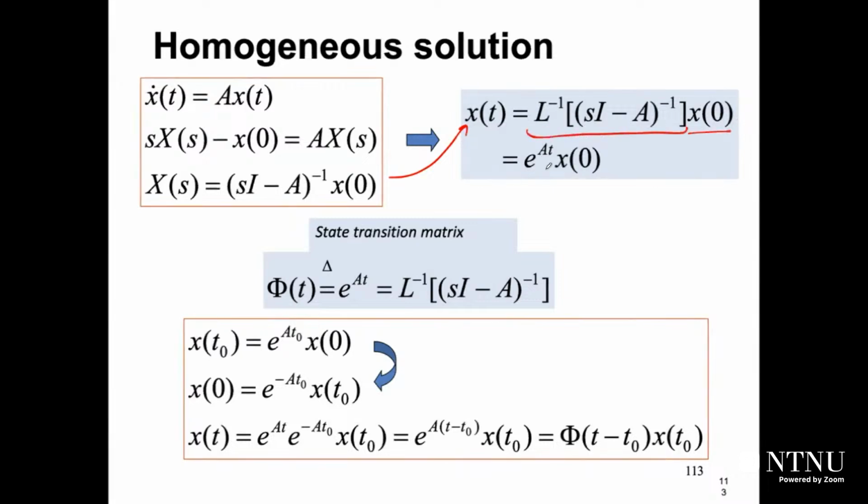This part, in fact, we call the exponential. What does it mean? It means 1 divided by (sI minus A). We need the inverse Laplace transform of that part, but remember, it's matrix notation. So the inverse Laplace transform of that part will be the exponential e to the A t. So x of t will be e to the A t, which is the inverse Laplace transform of that part, multiplied by x of 0, the initial condition. This is the definition of the state transition matrix. So phi of t equals e to the A t, which is the inverse Laplace transform of (sI minus A) inverse.